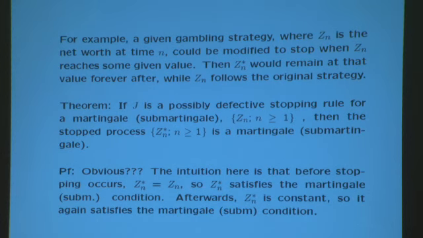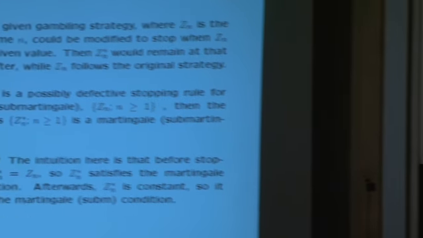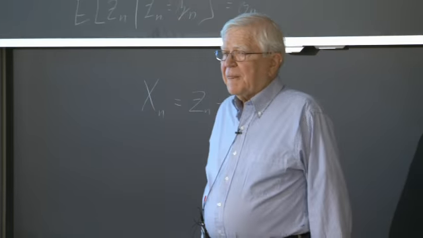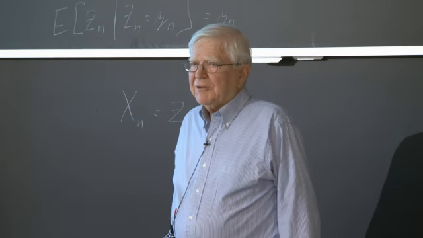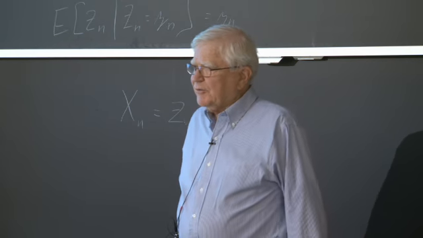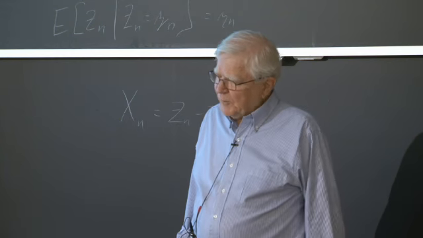And either way, the kind of intuition is that before stopping occurs, Z sub n star is equal to Z sub n. And after you stop, Z sub n star is constant, so it satisfies the martingale condition because it's not going up and it's not going down. But that, when you try to think through the whole thing, is not quite enough. It's the kind of thing where after you look at it for a while, you say, yes, it has to be true, but why? And you can't explain why it's true.